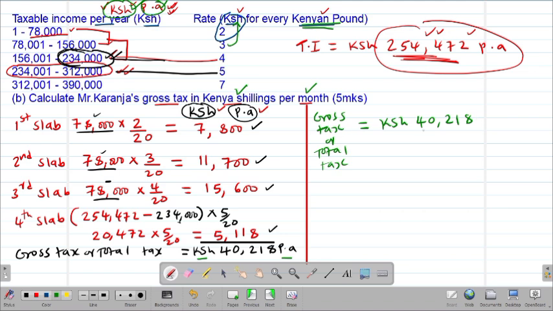So to convert into month, we are going to divide by 12 because 1 year has 12 months. Therefore, in 1 month, we'll have 40,218 divided by 12, which is going to give us Kenya shillings 3,351 and 50 cents. So this is shillings per month. Therefore, this is what we are calling the gross tax.